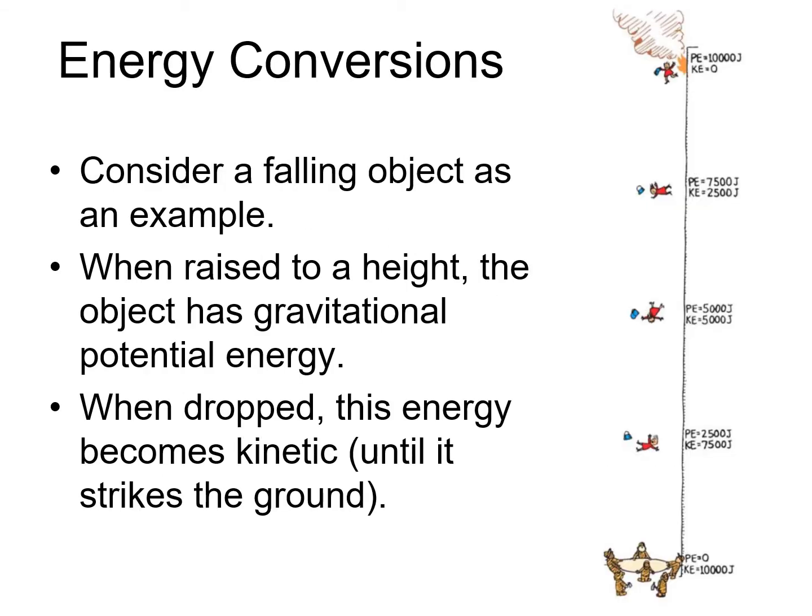Consider a falling object. If you raise an object up to a height, it now has gravitational potential energy. If you release it, that energy is changed into the energy of motion. In other words, kinetic energy, at least until it comes to a stop.